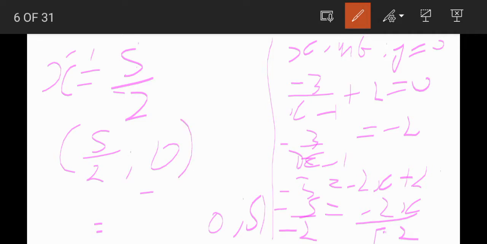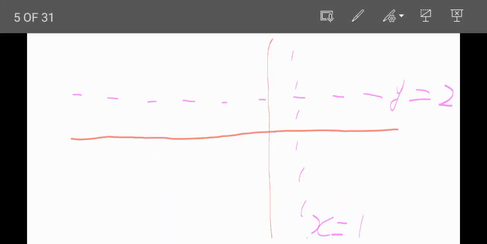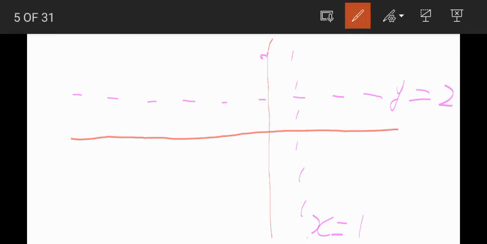5 over 2 is 2.5, right? So you come here. Now that you have your intercept, this is your y-intercept. Your y-intercept will always intersect with the y-axis, right? Then you join it here. So remember, this is the asymptote. It doesn't have to touch the asymptote, right? Then you also have somewhere here your 5 over 2. So you're going to join it here.